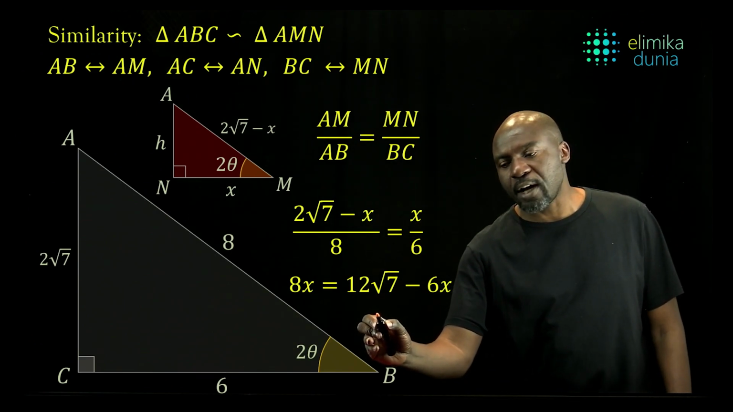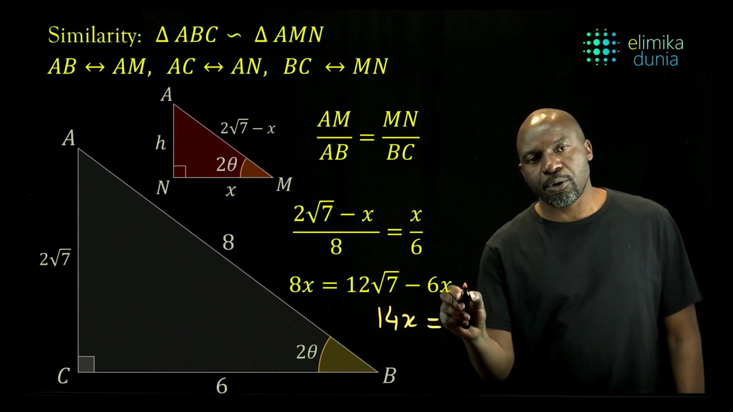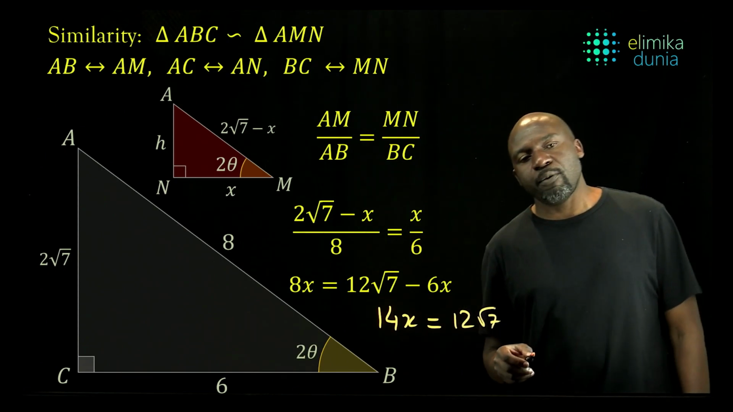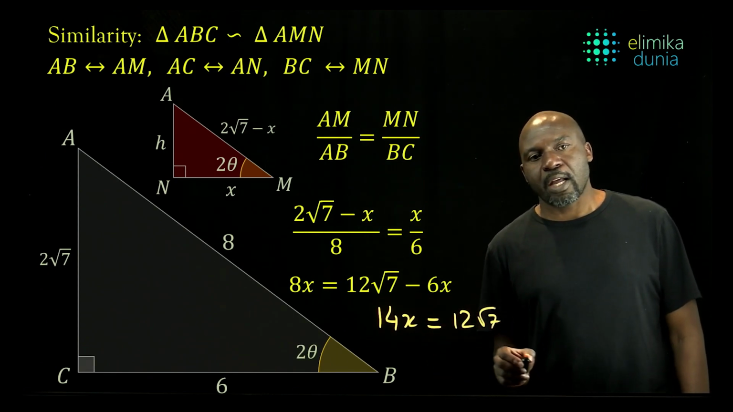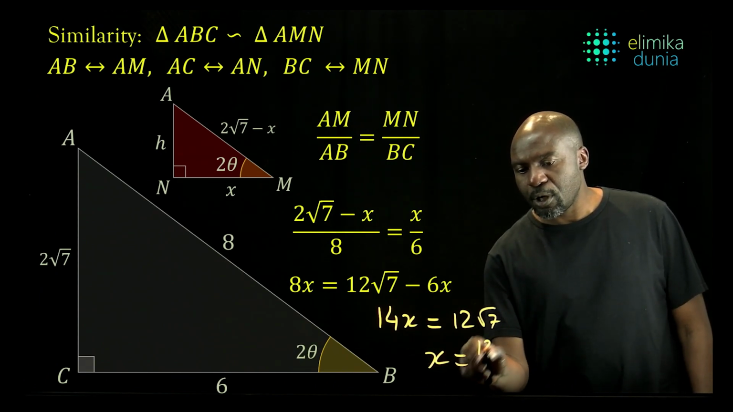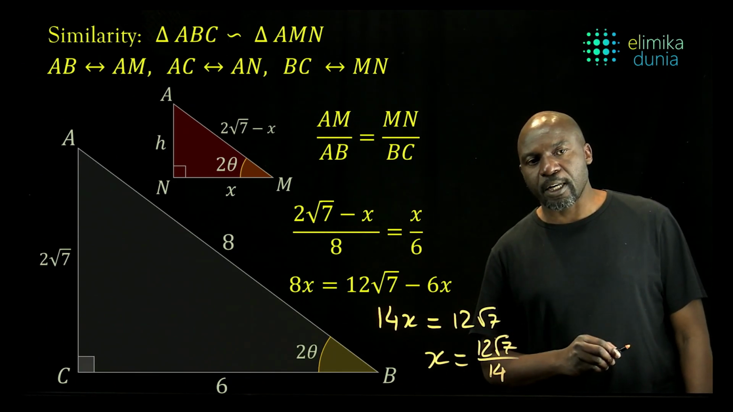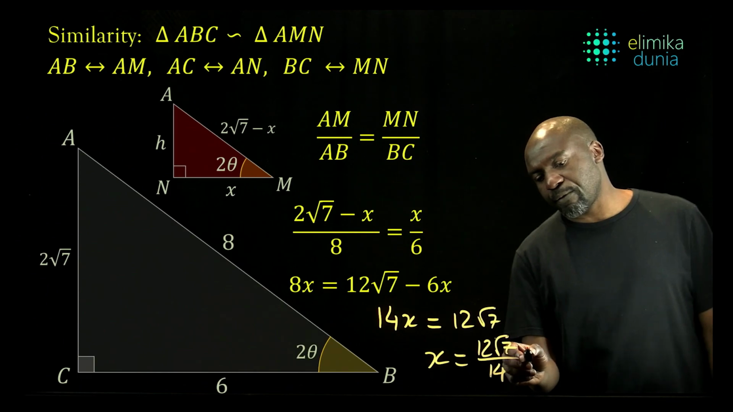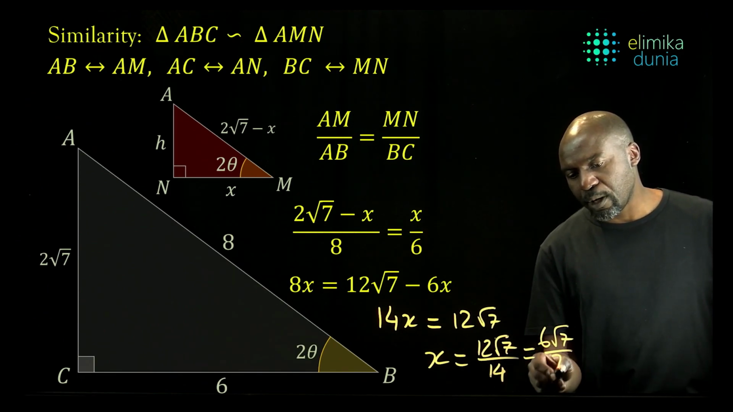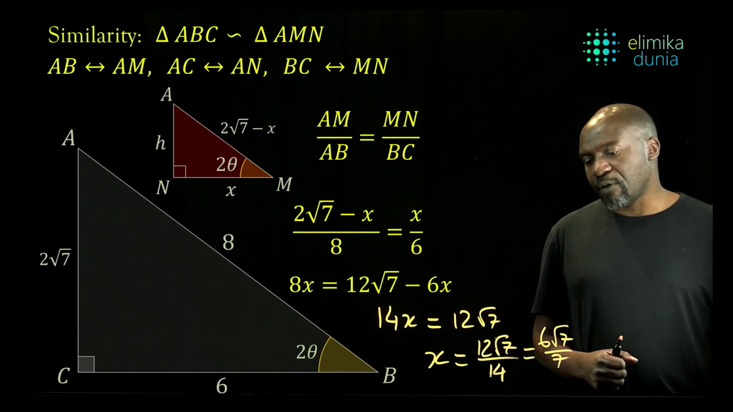So then I can write here that 14x must be equal to 12 root of 7. And clearly we can see the value of x. So x must be equal to 12 root of 7 divided by 14. Of course we can simplify that, and that is 6 root 7 divided by 7. All right, so the value of x is 6 root 7 divided by 7.